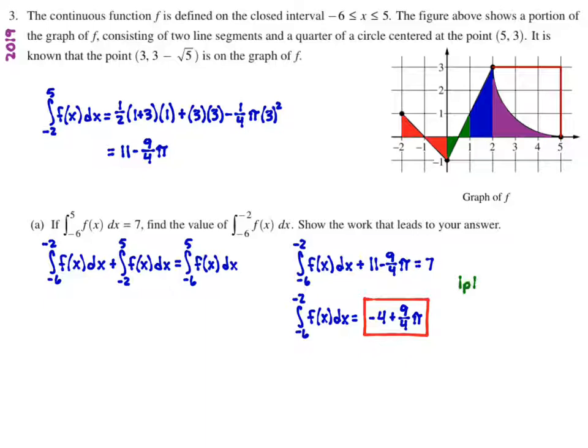As far as points go, you're going to get a point for your sum equation. So having this equation was absolutely essential. You're going to get a point for that. You're going to get a point for evaluating the integral from -2 to 5. So you're going to get a point for this here, the 11 minus 9 over 4 pi. And then you're going to get a point for your final answer.